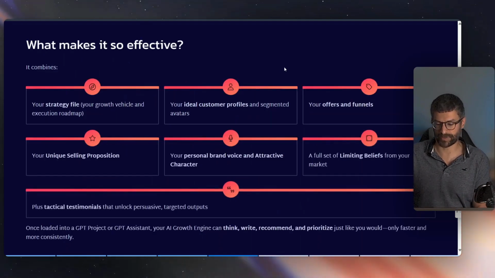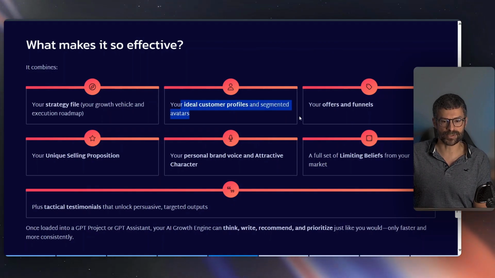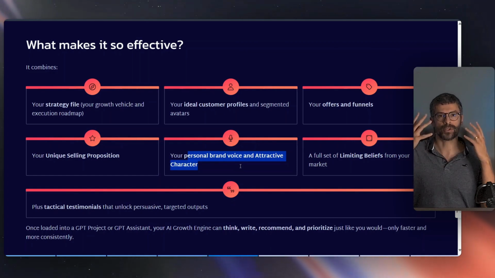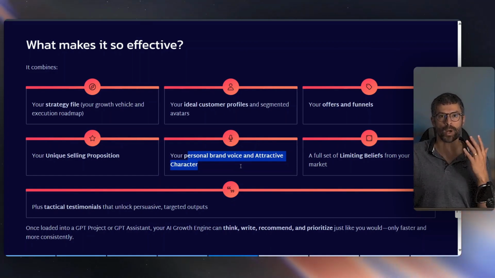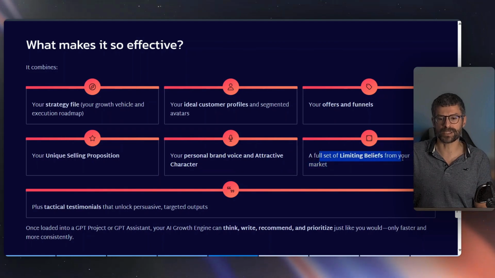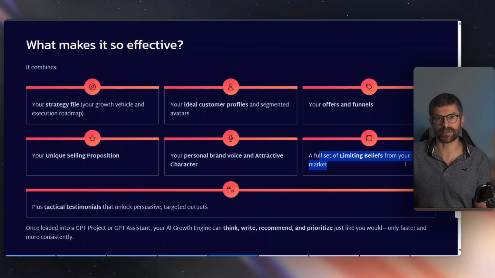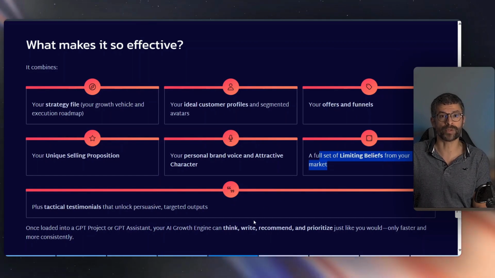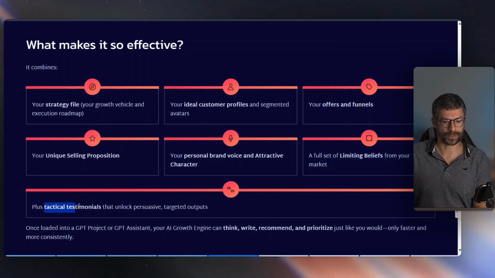So what makes it so effective? It's very effective because it combines strategy files, ideal customer profile and segmented avatars, offers and funnels, unique selling proposition, personal brand voice, and attractive character, which is you: your vision, your story, what makes you unique, what makes you different from competitors. It also includes a full set of limiting beliefs from your market and your target avatars, as well as the way to handle these limiting beliefs and shift them, and also testimonials, social proof that you have acquired inside your business. Okay, tactical testimonials.